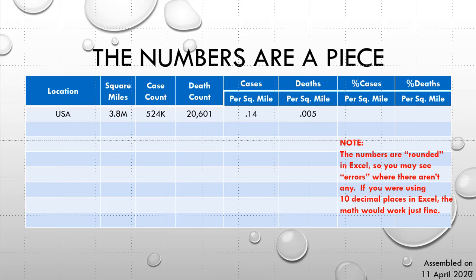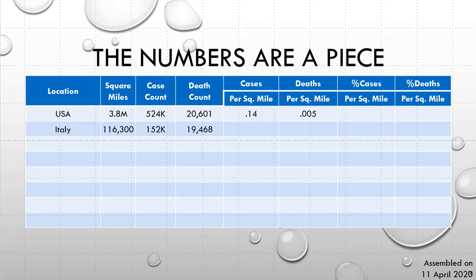So if you think you're seeing any errors, you're just seeing the fact that I'm not showing 10 decimal places that Excel would show. But anyway, we'll start the map out by looking at the U.S. at 3.8 million square miles of landmass. They've got about 524,000 cases, and the death count when I looked on the 11th was 20,601. So that's 0.14 cases per square mile and 0.005 deaths per square mile.